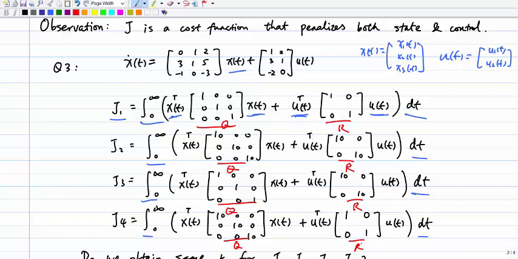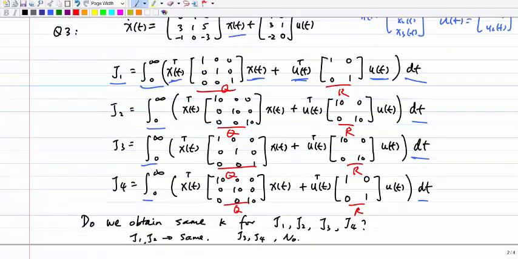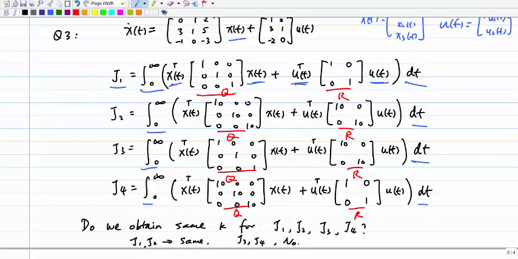For example, for J1 we select Q to be a diagonal matrix with diagonal entries 1, 1, 1, and R is also a diagonal matrix with diagonal entries 1, 1. For J2, I select the diagonal entries for Q to be 10, 10, 10, and R is also 10, 10. J3 has Q as 1, 1, 1 on the diagonal, and R is 10, 10. J4 has Q as 10, 10, 10, and R is 1, 1. So we can swap them. My question is, do we obtain the same K star, the optimal K, for the four different choices of my cost function?